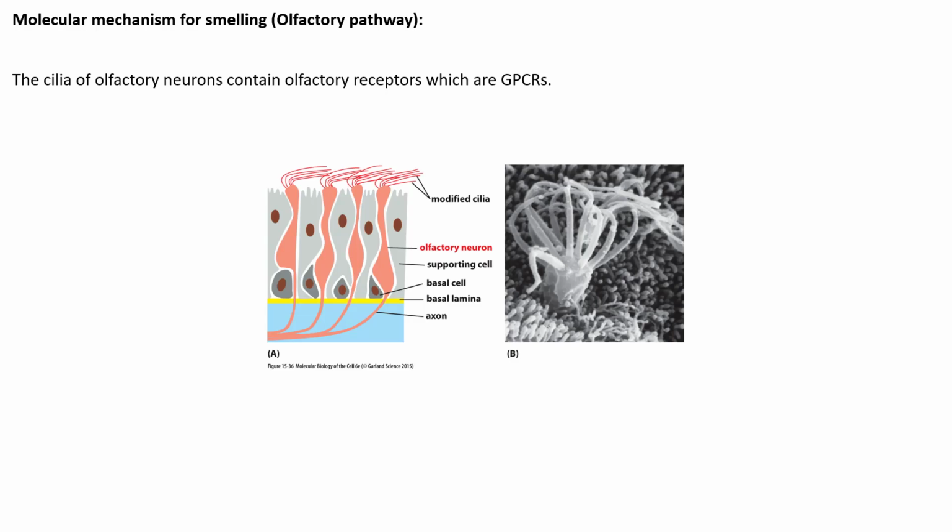Molecular mechanism for smelling, the olfactory pathway. The cilia of olfactory neurons contain olfactory receptors, which are G-protein coupled receptors. And here we have a picture of an olfactory neuron, and you can see that you have these structures as part of the cell that look like dendrites on a neuron that are sticking out from the soma of the olfactory neuron. And these are called the modified cilia. And the G-protein coupled receptors that are involved for smelling are on those cilia.